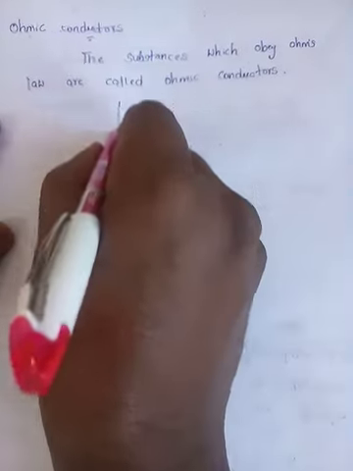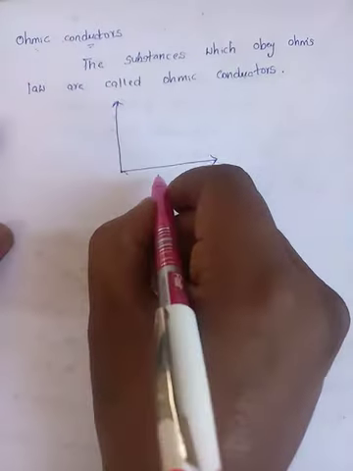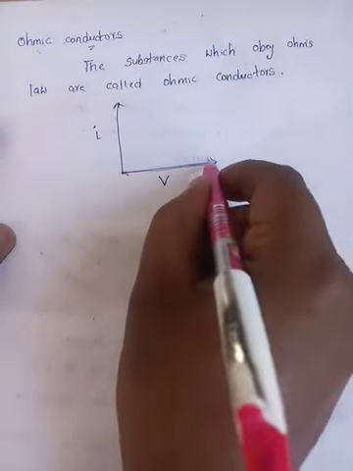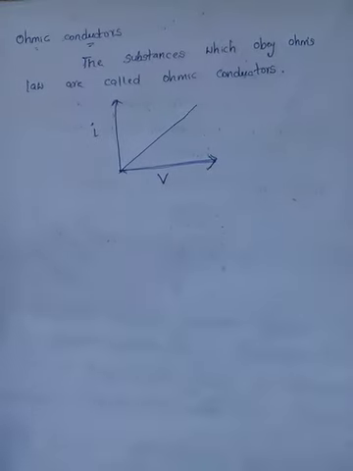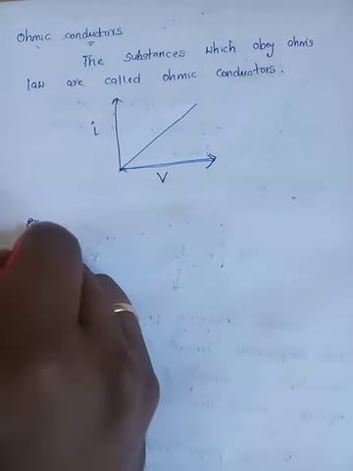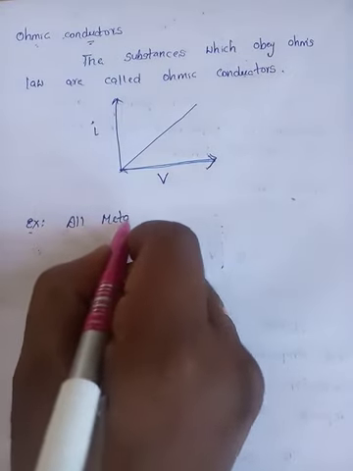Meaning, they have to obey the condition that if we apply potential, current should increase in a linear way. So those are called ohmic conductors. Ohm's law will be obeyed by all metals.